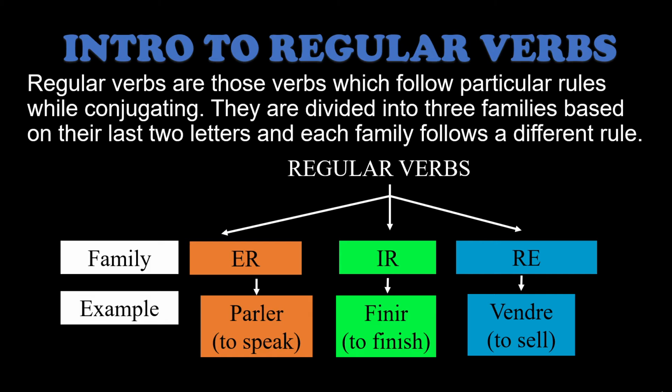Vendre is to sell. Now, one thing that you need to note here is that each family follows a different rule for conjugation. So you'll have to learn each family separately and not mix up the rules, because then you'll get verbs which do not exist. So today, let's start with the rules for the ER family.